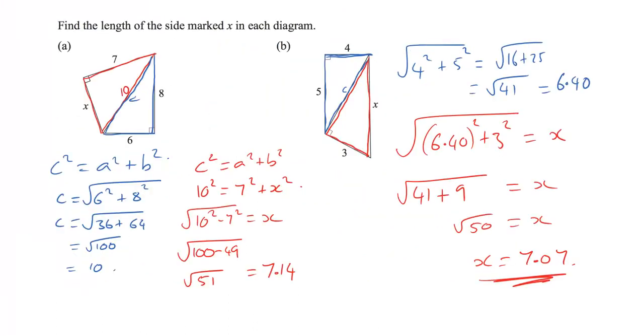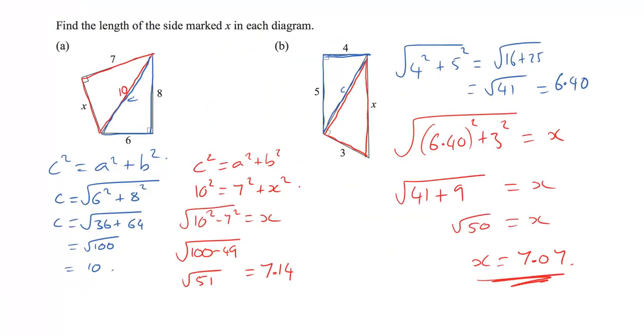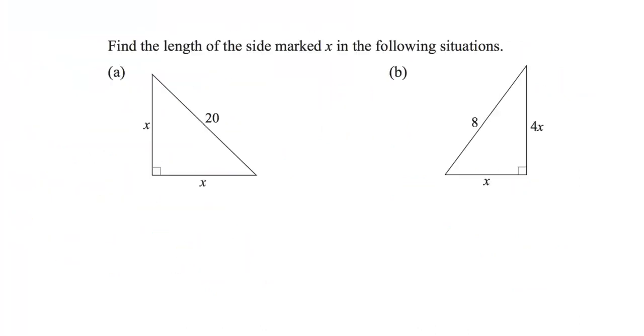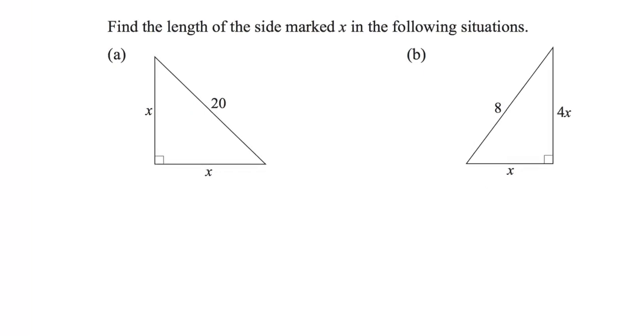In both of these two examples, we've had to use Pythagoras once to get some information and then again to find our answer. Let's take a look at some other examples of where we can use Pythagoras. In this particular case, we've got some unknowns and we're going to have to use those carefully. We're going to find x in both situations.